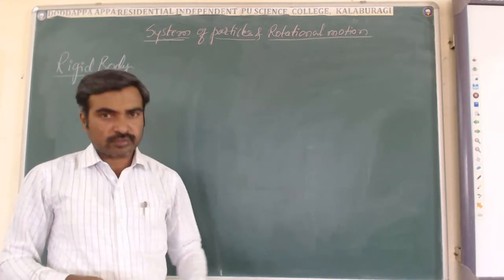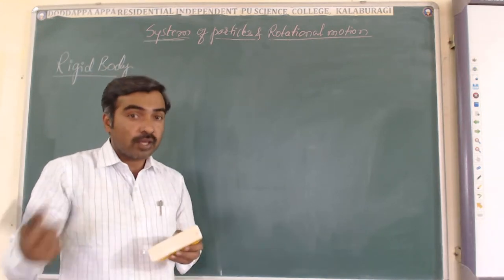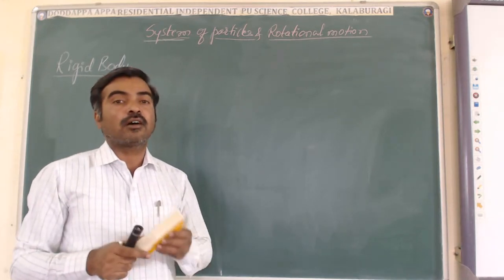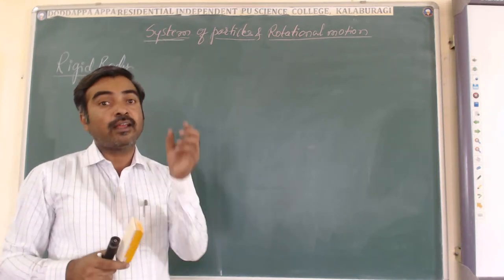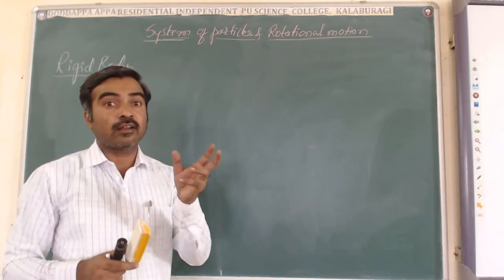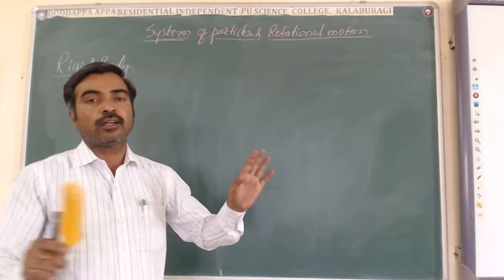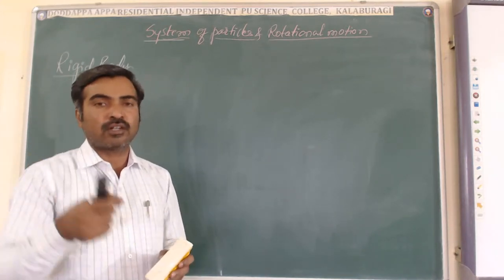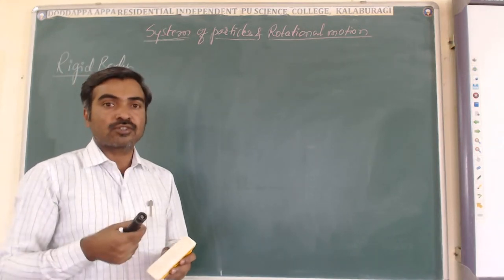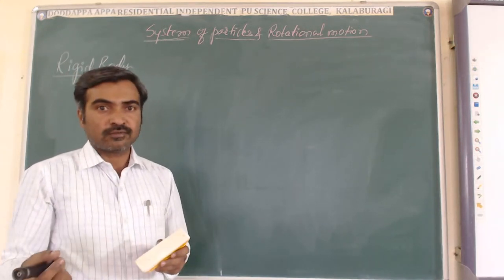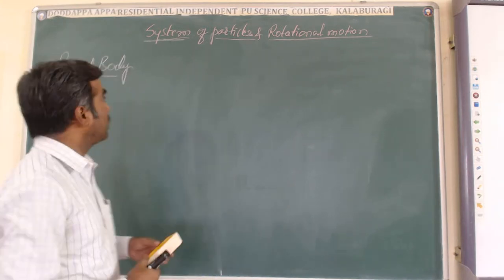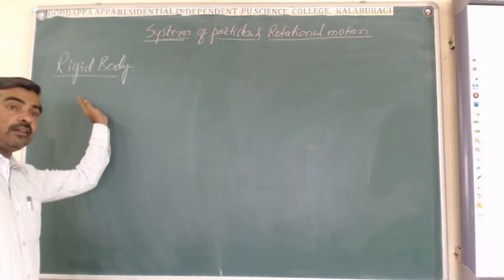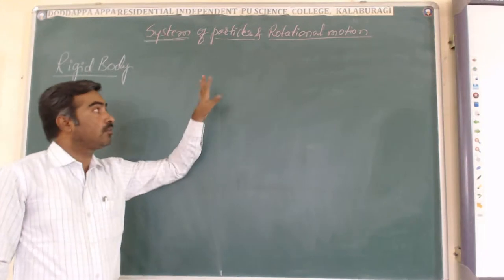But actually, when a large amount of force is applied, there may be a possibility of slight disturbance in the positions of the particles. So I am not talking about an ideal rigid body here. Ideal means it should definitely not change its place. Whenever force is applied on any body, some deformation takes place. If that deformation is negligible practically, we call that body a rigid body. Regarding this rigid body and its types of motion, we are going to deal with in this topic.